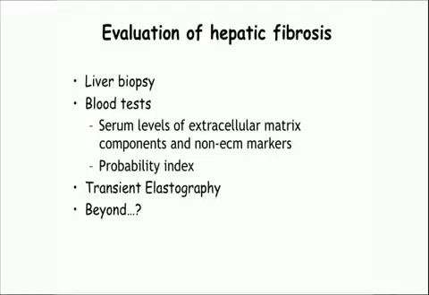We can now do blood tests. We talked about components of the extracellular matrix and non-extracellular matrix that spill out into blood, so we can put these together in beautiful indices that will tell us whether somebody's got significant liver damage or not. We can do transient elastography, and then perhaps we'll look at stuff that's happening beyond transient elastography.